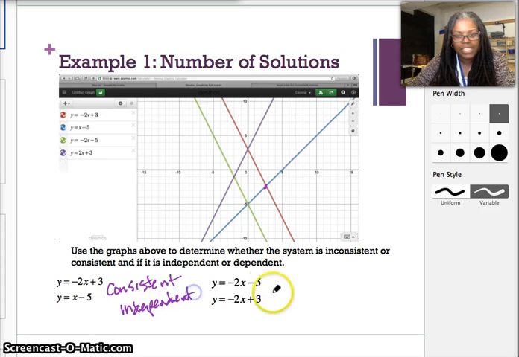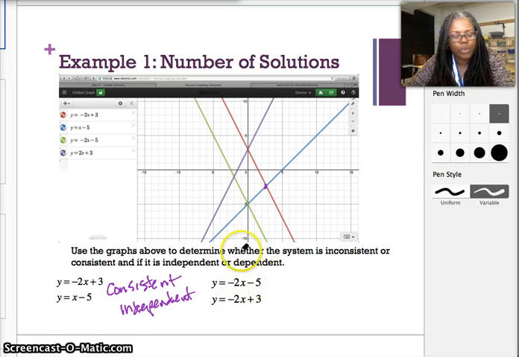All right. This next guy, let's consider over here. Let's look at the graph. So we're looking at y is equal to negative 2x minus 5. I look over here, I see it's a green one. And y is equal to negative 2x plus 3. Look over here, it's the red one.